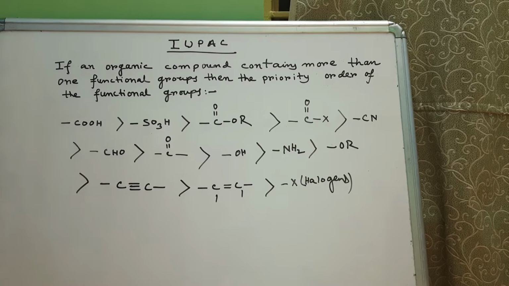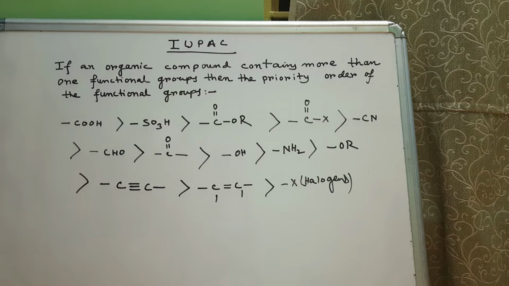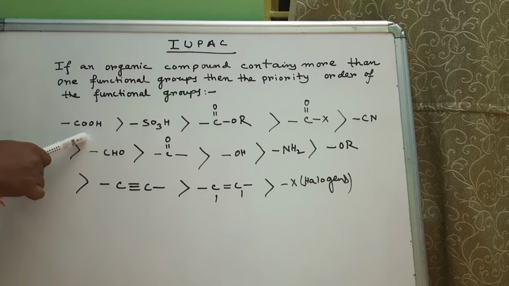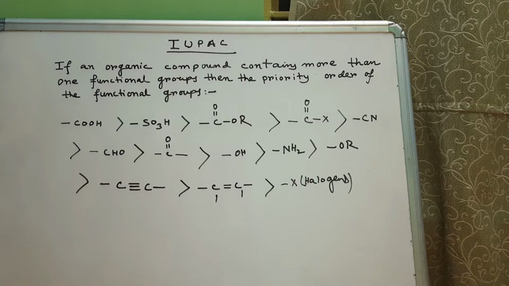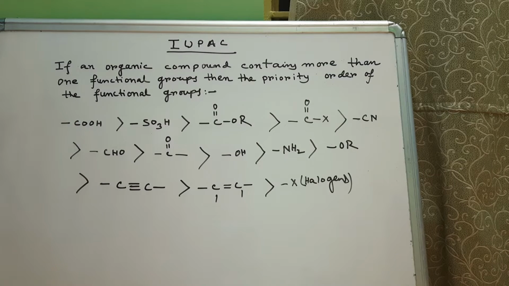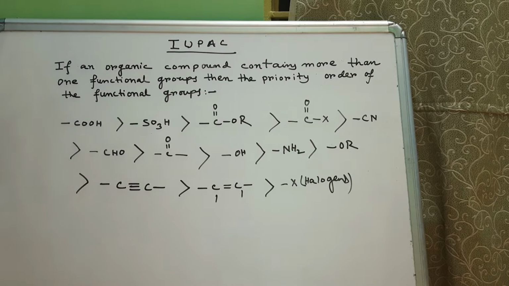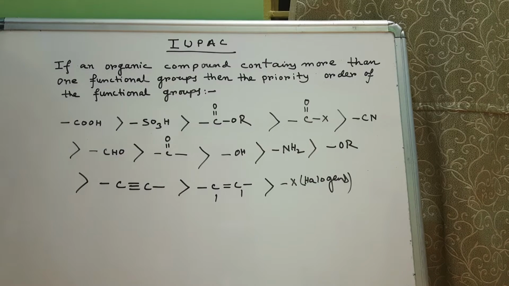That means if an organic compound contains, listen carefully, both COOH and CHO, carboxylic acid and aldehyde, then the nomenclature will end as alkanoic acid, because among COOH and CHO, COOH will get higher priority than CHO. In that case, COOH will be the primary functional group and CHO will be the secondary functional group.